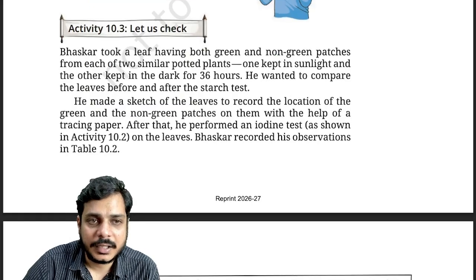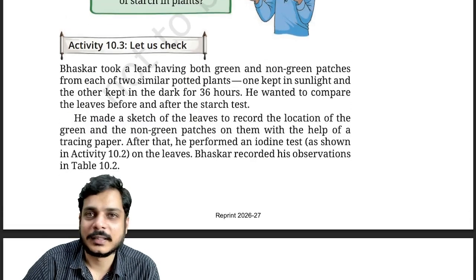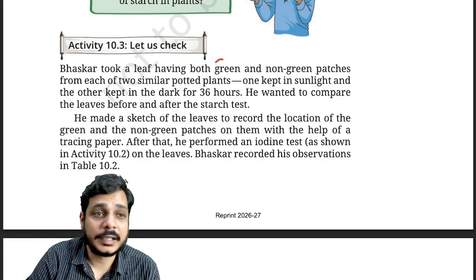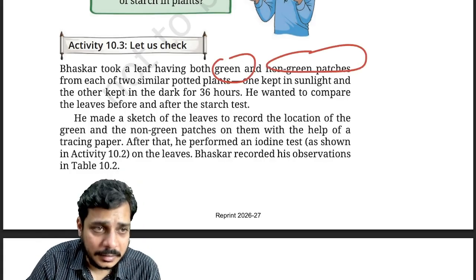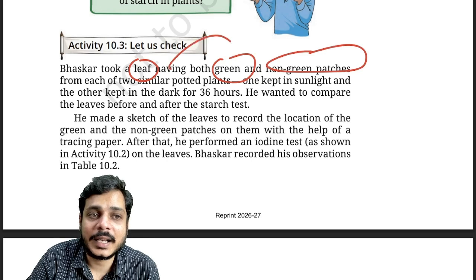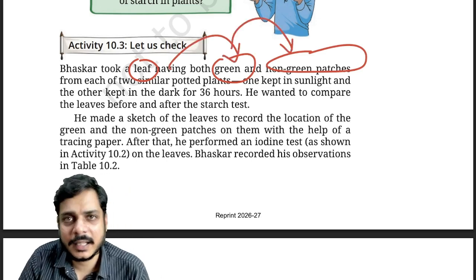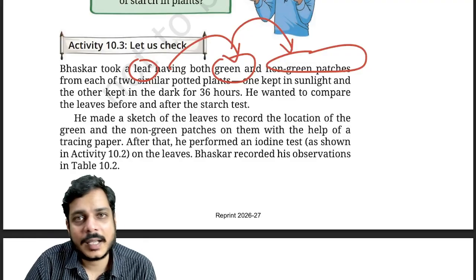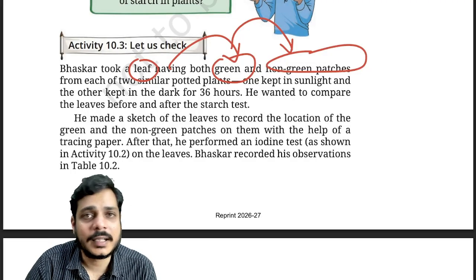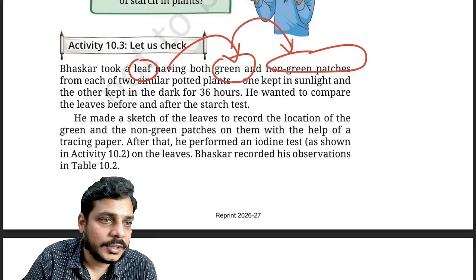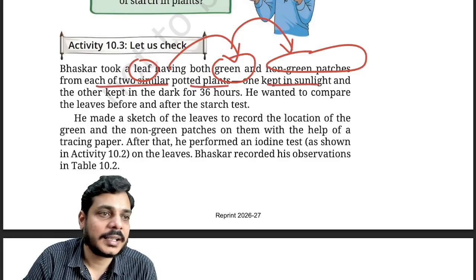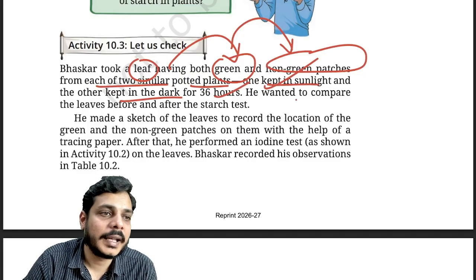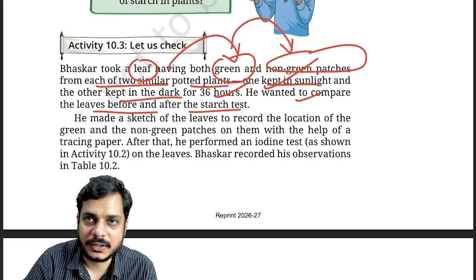This is another activity. So there is a person who does this kind of activity, Bhaskar. Bhaskar has taken a leaf which has green as well as non-green patches. You will see that there are some non-green patches also, and primarily we will see that the non-green patches are the ones where the chlorophyll is lacking. From each of these two similar potted plants, one kept in sunlight and the other kept in the dark for 36 hours, he wanted to compare the leaves before and after the starch test.